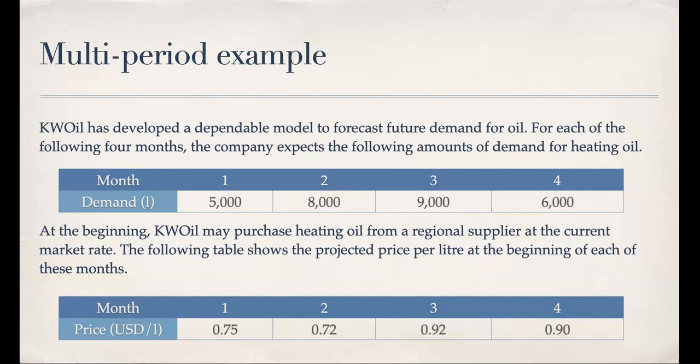And at the beginning, KW Oil may purchase heating oil from a regional supplier at the current market price. The following table shows the projected price per liter at the beginning of each of these months. So at the beginning of the first month, we know the price is 0.75, okay? And assume that the company knows the price in the future. The price at the beginning of the second month is this value, 0.72, okay? Also, the third month and fourth month.